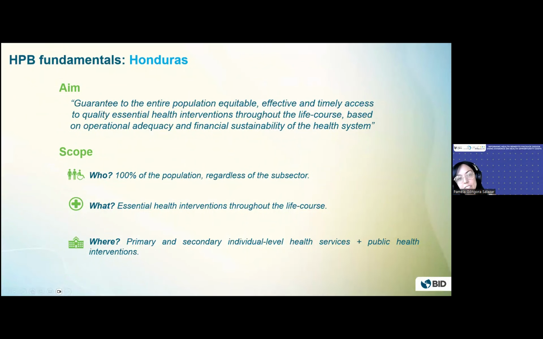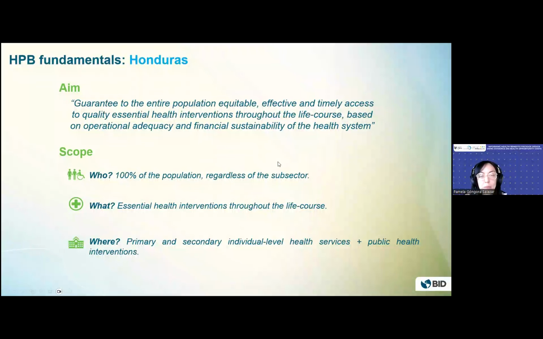So we started the design of the health benefits package with setting the fundamentals. Here is a summary of some of the main fundamentals, which is basically the aim and the scope. I'm highlighting this because, sadly, this is a topic that we don't spend enough time on. It happens to be not only the roadmap for the design of the health benefits package, but also for the implementation. And this is what we are observing right now as we work on the implementation of the Honduras health benefits package. As you can see, the aim encompasses the definition of universal health coverage, which is not surprising.